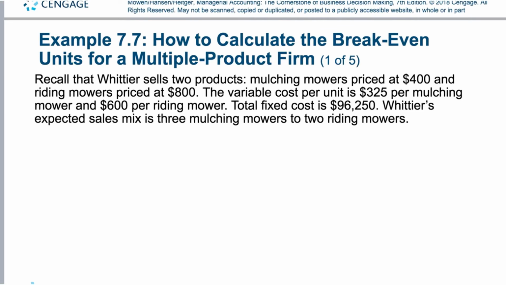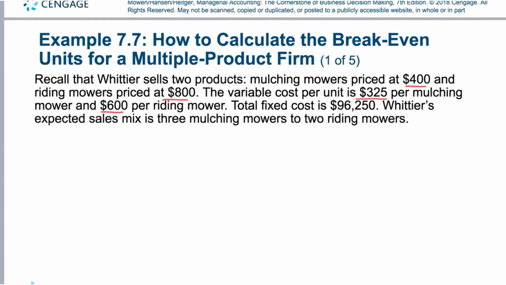So this is easiest to explain, as always, with an example. So here we have our same example of the lawnmower manufacturer. They make some $400 push mowers, and they make some $800 riding mowers. And for these 2 products, we've got our $325 in variable costs for the mulching mower, and we've got new information that tells us it's $600 in variable costs for the riding mowers.